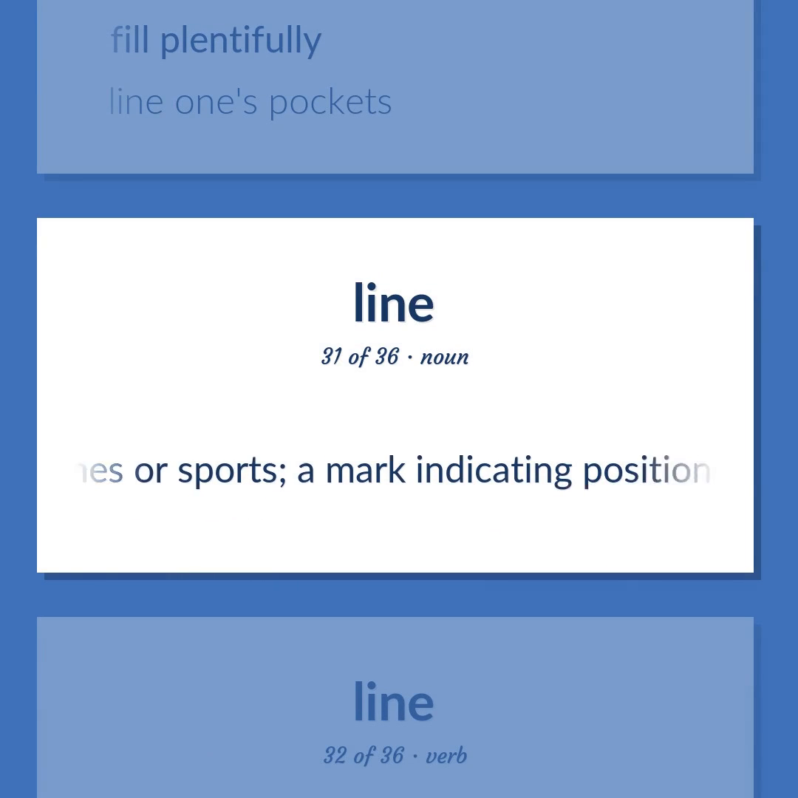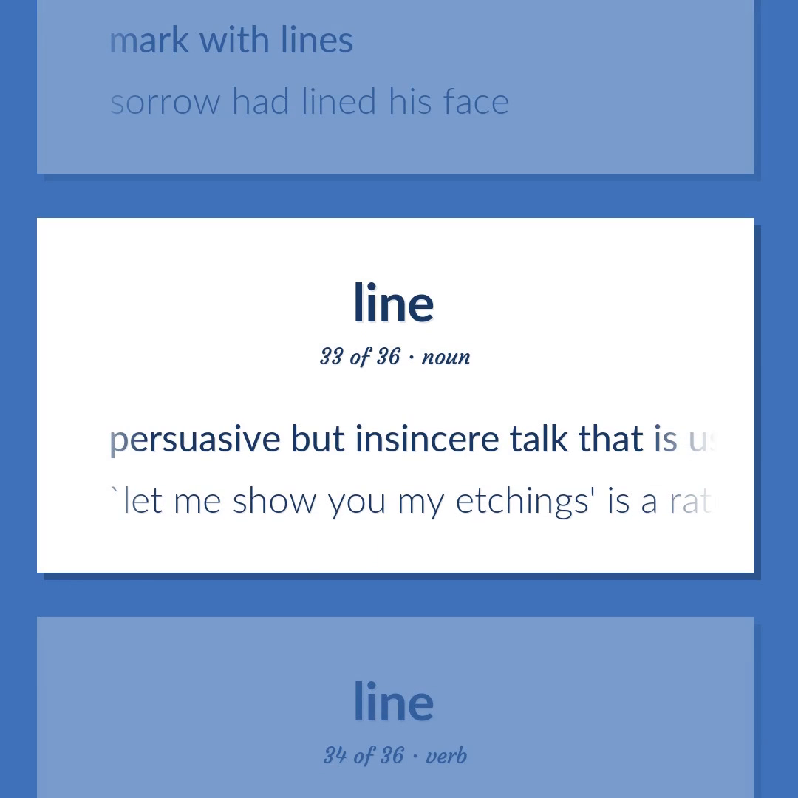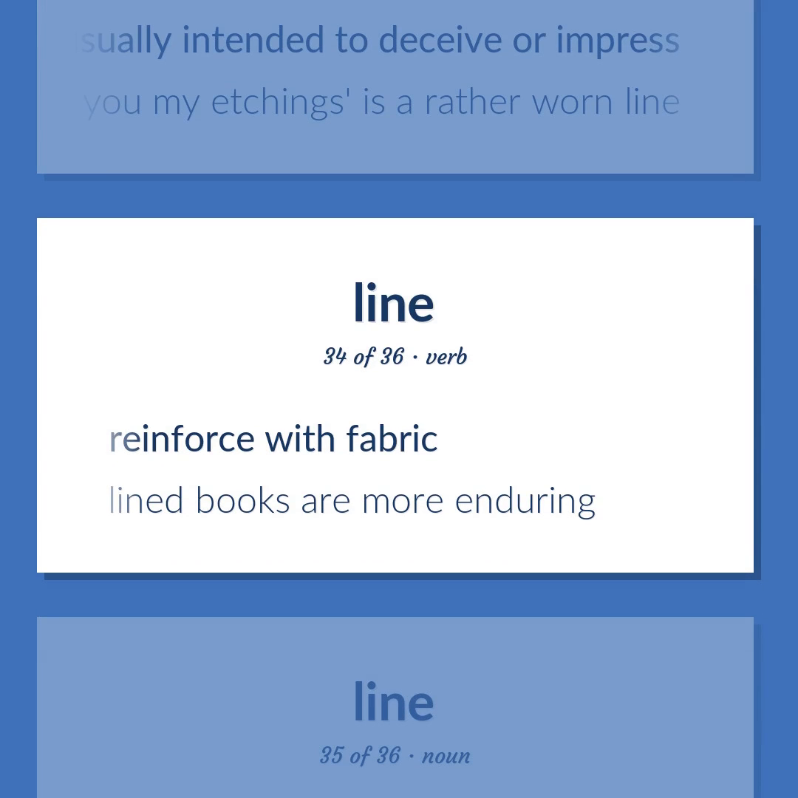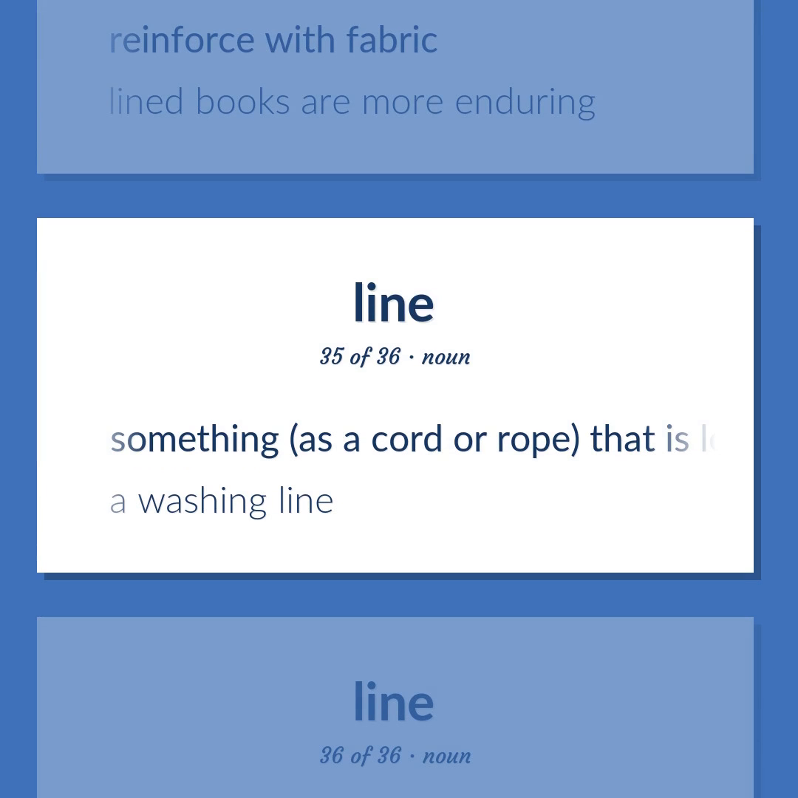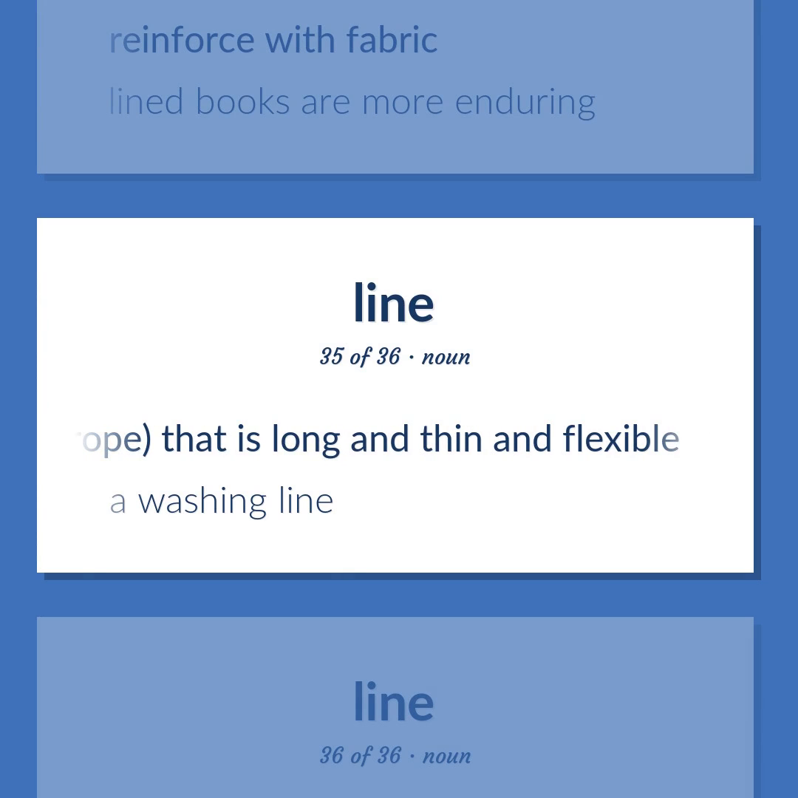In games or sports, a mark indicating positions or bounds of the playing area. Mark with lines. Sorrow had lined his face. Persuasive but insincere talk that is usually intended to deceive or impress. Let me show you my etchings as a rather worn line. Reinforce with fabric. Lined books are more enduring. Something, as a cord or rope, that is long and thin and flexible. A washing line.